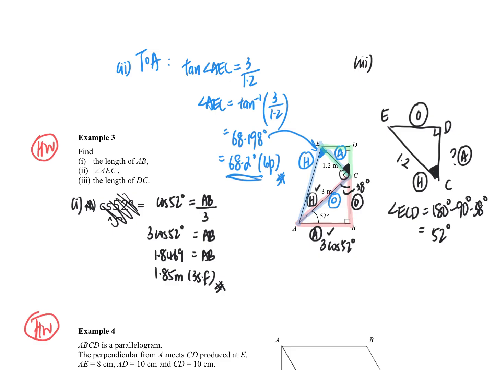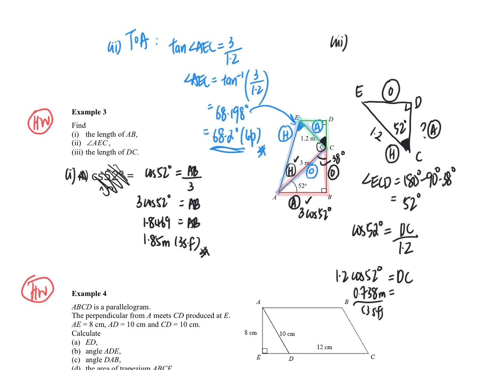Okay, so with this being 52, now I can use my cosine. So cosine of the angle 52 is A over H. So CD or DC is just 1.2 cosine 52. What's the answer? 0.738. So small. Okay, 3 SF, and then it is 0.739.